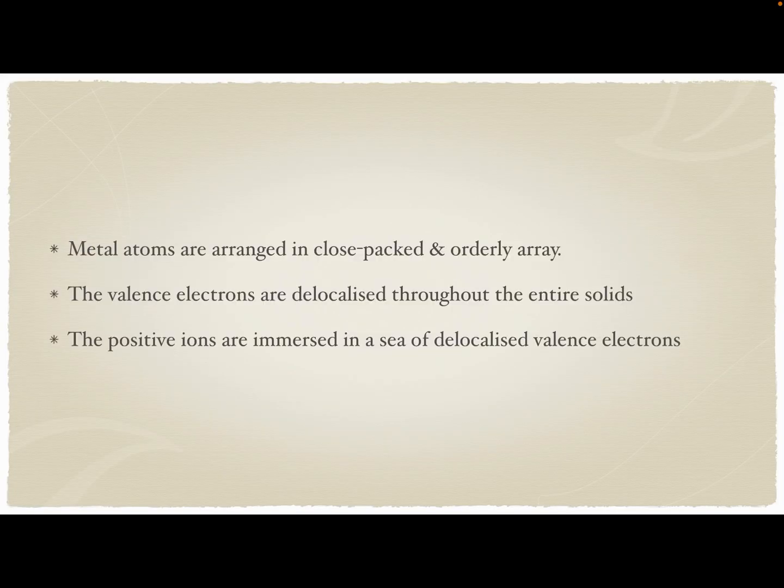First of all, we have to remember that metal atoms are arranged in a close-packed and orderly array. That means all the metal atoms are very close to each other and they are in repeating order. And then the valence electrons are delocalized throughout the entire solid, and the positive ions are immersed in the sea of delocalized valence electrons. Okay, what does all this mean?